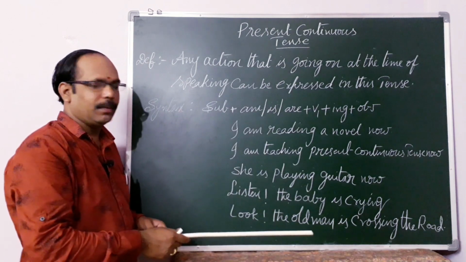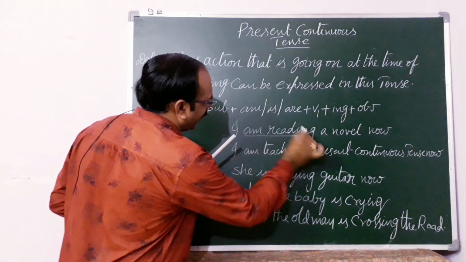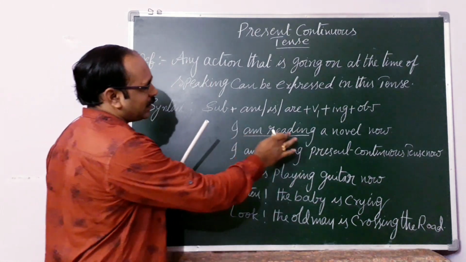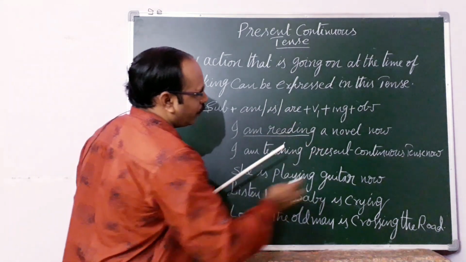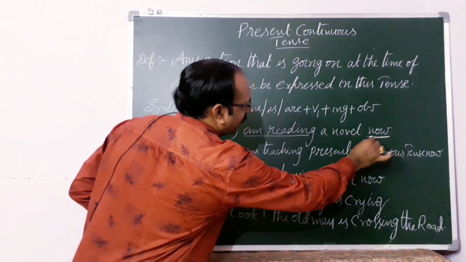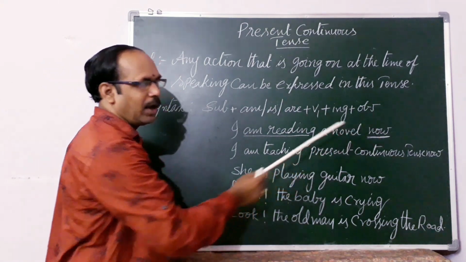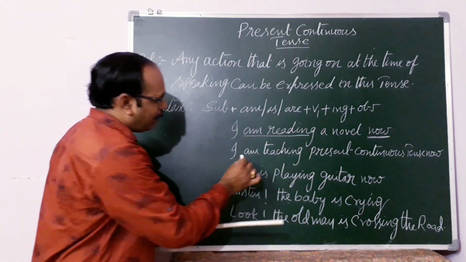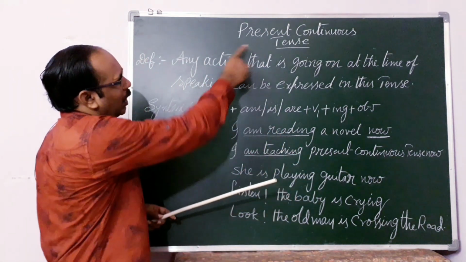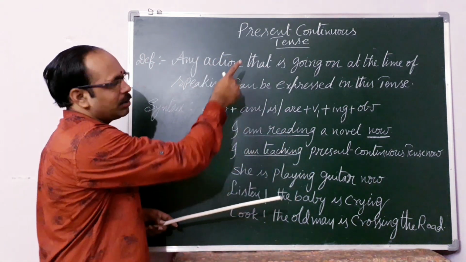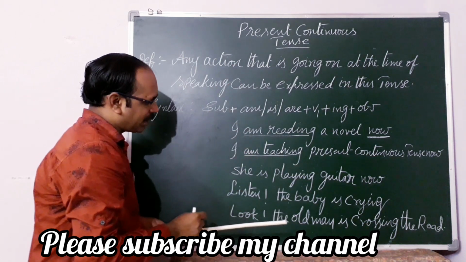For example, I am reading a novel now. Am plus V1 plus ing. We can identify the sentence in the examination by taking the identification word "now". So, I am teaching present continuous tense now. In this situation, we have to use present continuous tense.